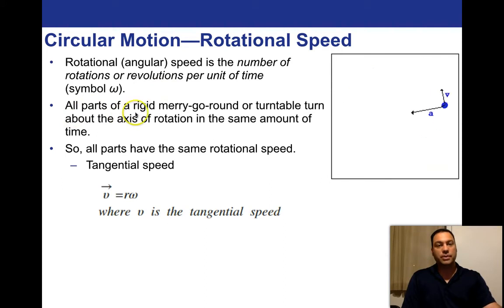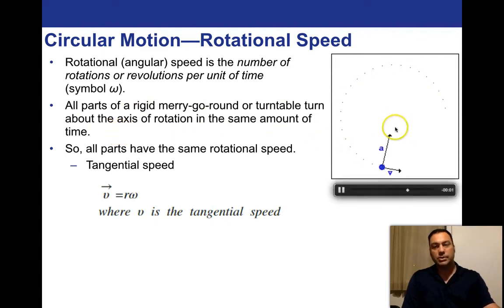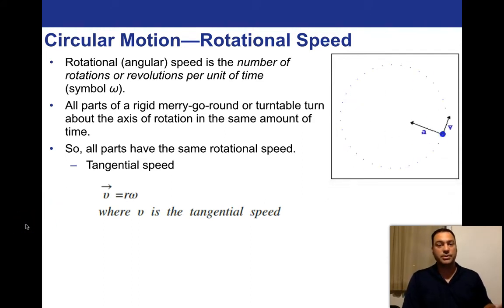So all parts of a rigid merry-go-round or turntable turn about the axis of rotation in the same amount of time, right? So this whole thing takes the same amount of time no matter where you are on this object to go all the way around the circle or all the way around the axis, okay? But the speed at different positions on this drawing are different depending on how far away from the center of that axis you are. So it turns out there's a relationship that allows us to measure that speed as a function of the radius, okay? So all parts have the same rotational speed.